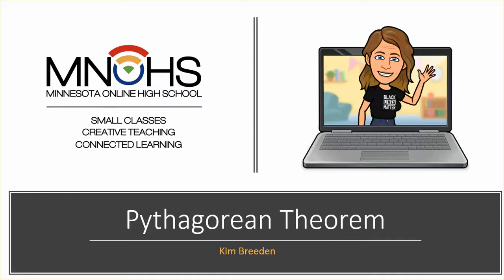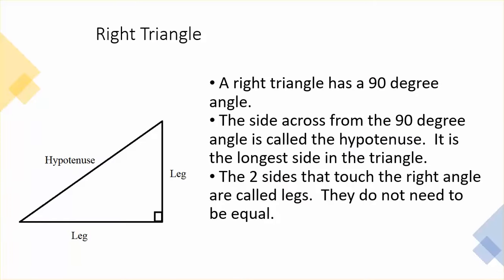This is a theorem that we can use in right triangles. As we've already covered, a right triangle has one 90-degree angle. That will be marked with the little square or box in the corner. Like all other triangles, it has three sides.